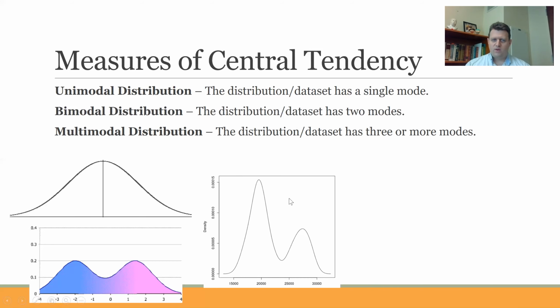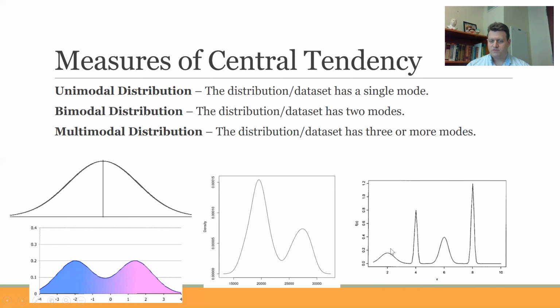All right, and we could describe a distribution or data set as being multimodal. So when they have three or more modes, here's an example right here. You're very unlikely to see a multimodal distribution. Most of the time you'll see a unimodal distribution. Sometimes you'll see a bimodal distribution.